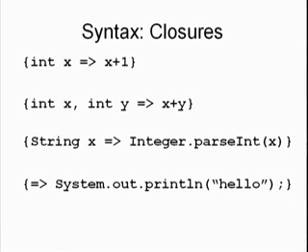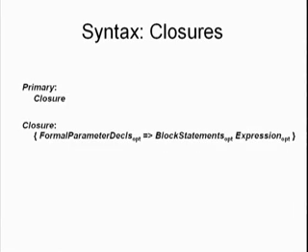So here, a little bit more formally, is the syntax for a closure. A closure is a kind of primary, and it starts with an open curly brace, and then you have your formal parameter declarations, optionally. You're not required to have any parameters. Then a fat arrow, and then a bunch of block statements, but those are optional. You don't have to have statements. And then a final expression, but again, you don't have to have a final expression. It could just be statements. And finally, a closed curly brace.